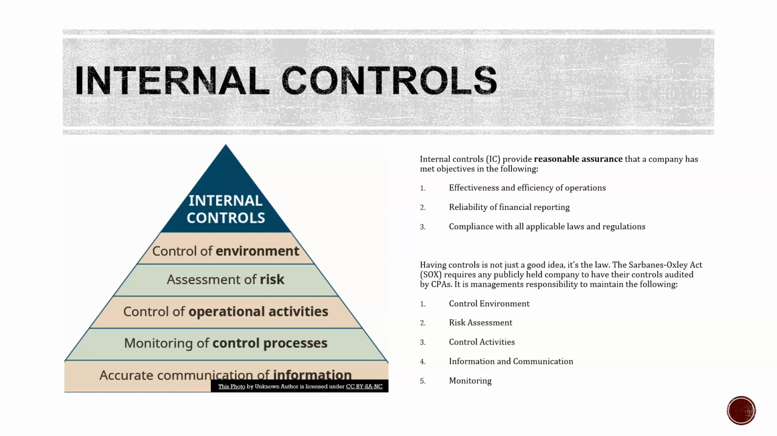So this legislation was created, and it basically says that publicly held companies have to have their controls audited by CPAs, and that it is management's responsibility to maintain the following things: control environment, risk assessment, control activities, information and communication, and monitoring. Okay, if management, meaning your executive management and your board of directors, isn't complying with this, you can get in a lot of trouble, jail time even.